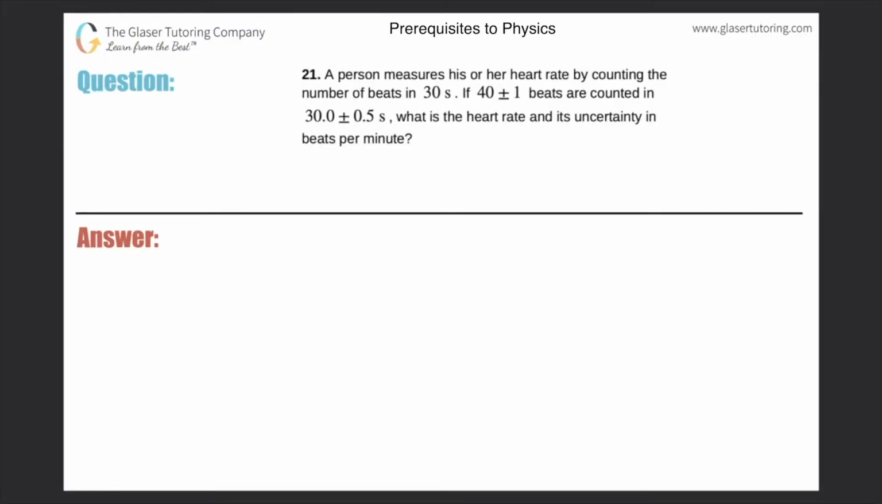Number 21. A person measures his or her heart rate by counting the number of beats in 30 seconds. If 40 plus or minus 1 beats are counted in 30 plus or minus 0.5 seconds, what is the heart rate and its uncertainty in beats per minute? Okay, this question is a little complex, and there's a lot to it, so let's try to unpack it. Let's first work with what it's asking us to do. It says, what is the heart rate and its uncertainty in beats per minute?